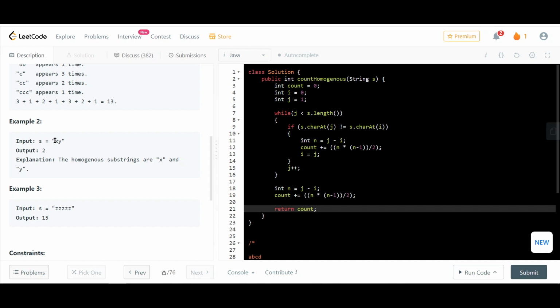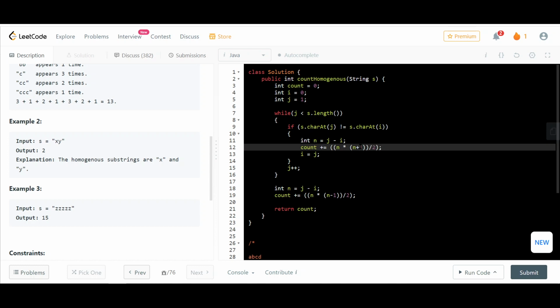Okay, so for length 2, the answer will be of length 1 and of length 2. So 1 plus 1, 2. So for 5, you're saying 5 times 4 by 2, which is 20 by 2, which is 10. Even that is wrong. Okay, so it's n plus 1 by 2 then. 5, 6 by 2. Yeah, so it's not n minus 1, it is n times n plus 1. So for 1, it will be 1 times 2 by 2. Okay.